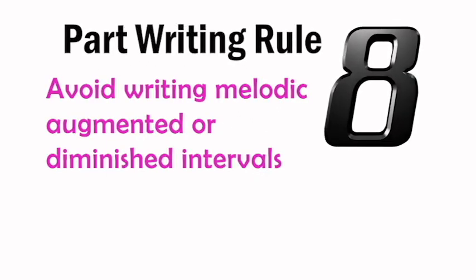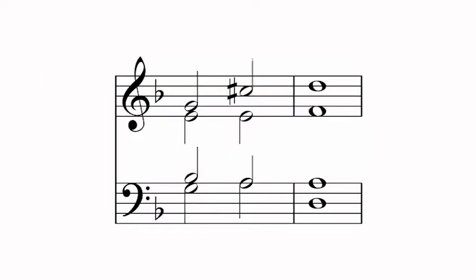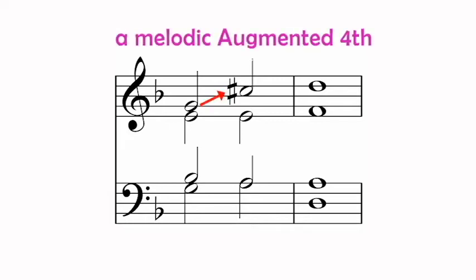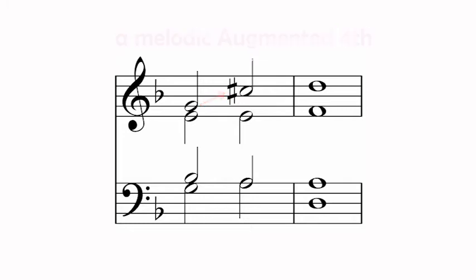Part writing rule number 8. Avoid writing melodic augmented or diminished intervals. This is especially a problem when you're writing for the voice. You'll notice here in the soprano, we have the leap of an augmented fourth. That's considered problematic because, frankly, it just doesn't sound that good, and it's tough to sing.